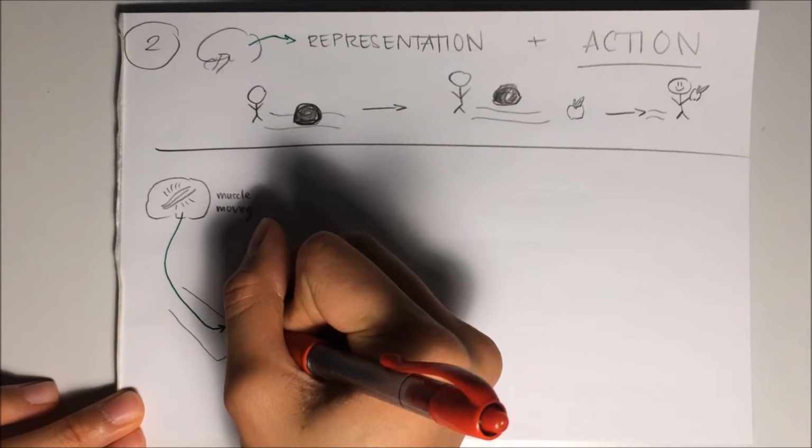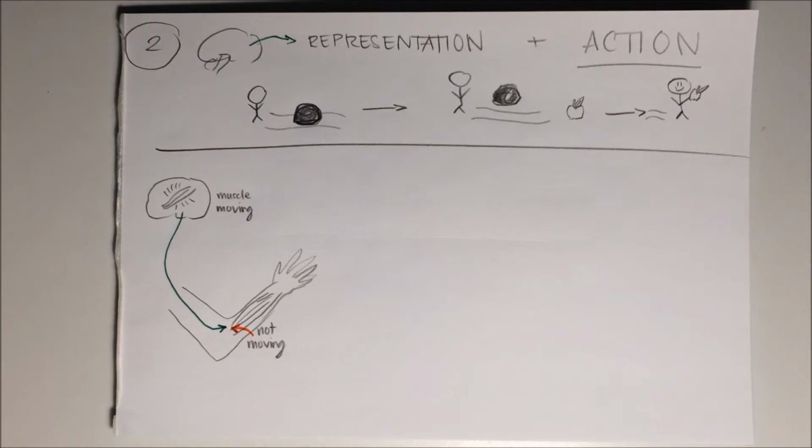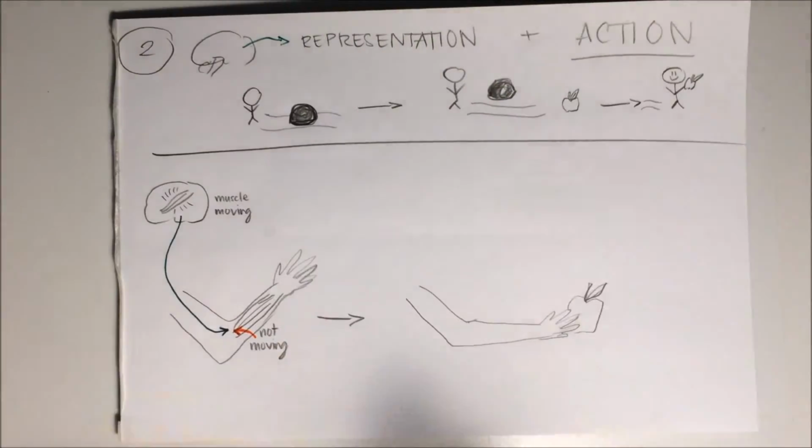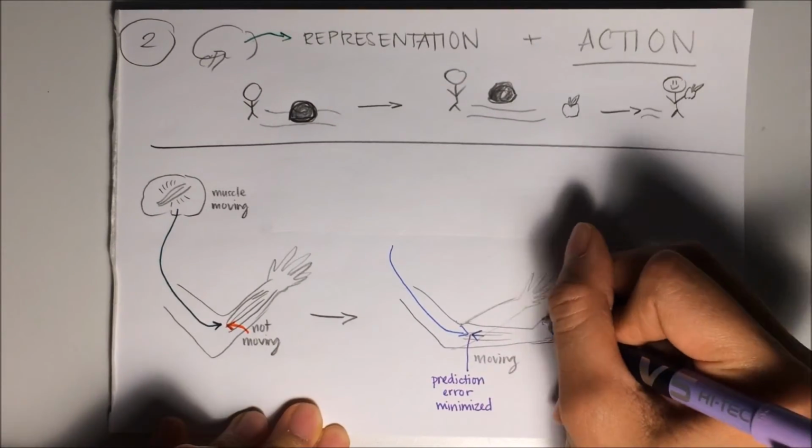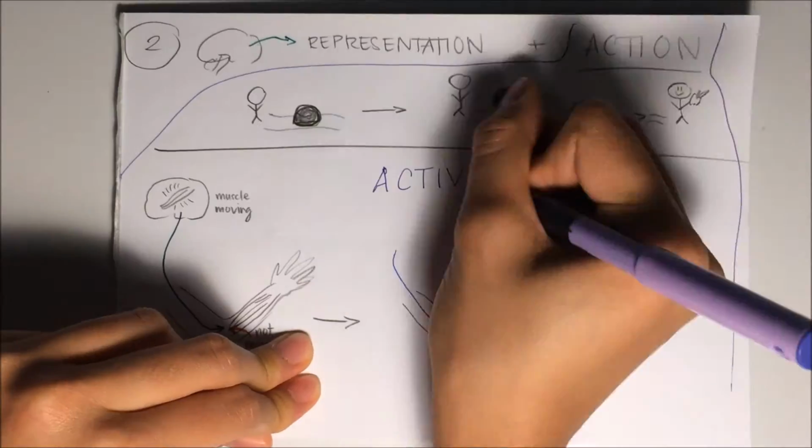muscles moving. Since your right arm isn't actually moving, there is a prediction error. The muscle cells will attempt to minimize the prediction error by assuming the desired physiological state. The muscles will contract, resulting in your movement to pick up the apple. This is called active inference.